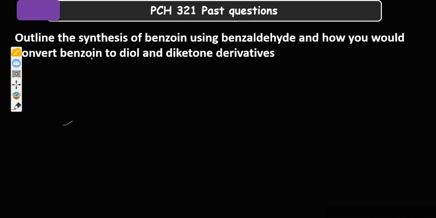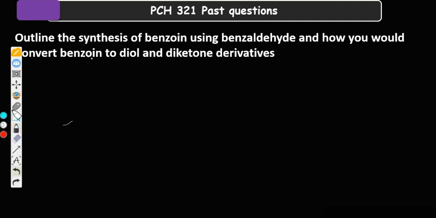This one here was a last year past question. It says, outline the synthesis of benzoin using benzaldehyde, and how would you convert benzoin to diol and diketone derivative? Now, firstly, we have to know the reactant we are reacting with. The reactant here is benzaldehyde.